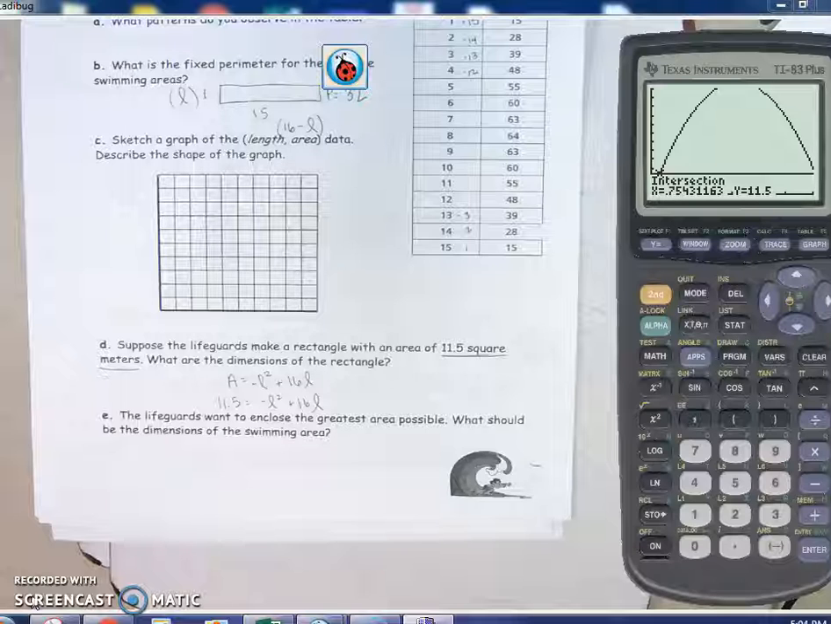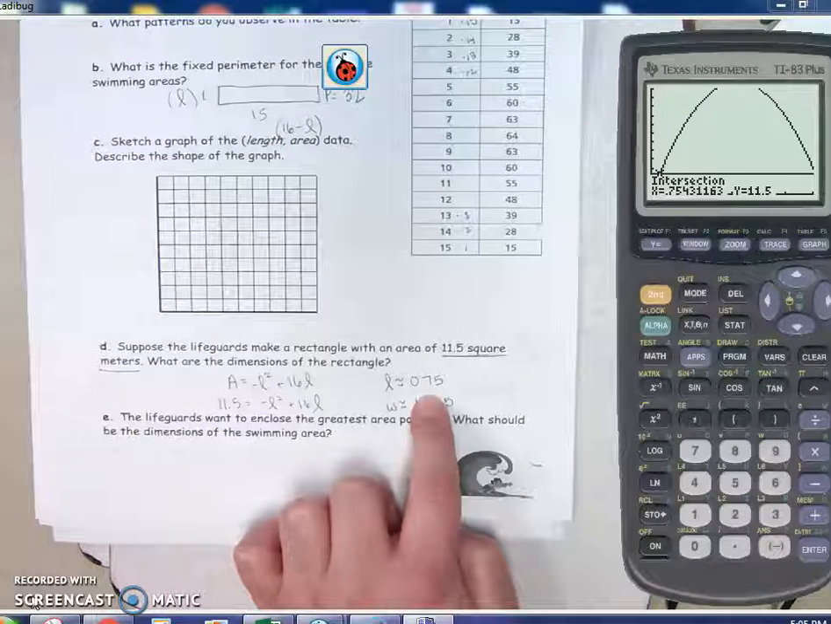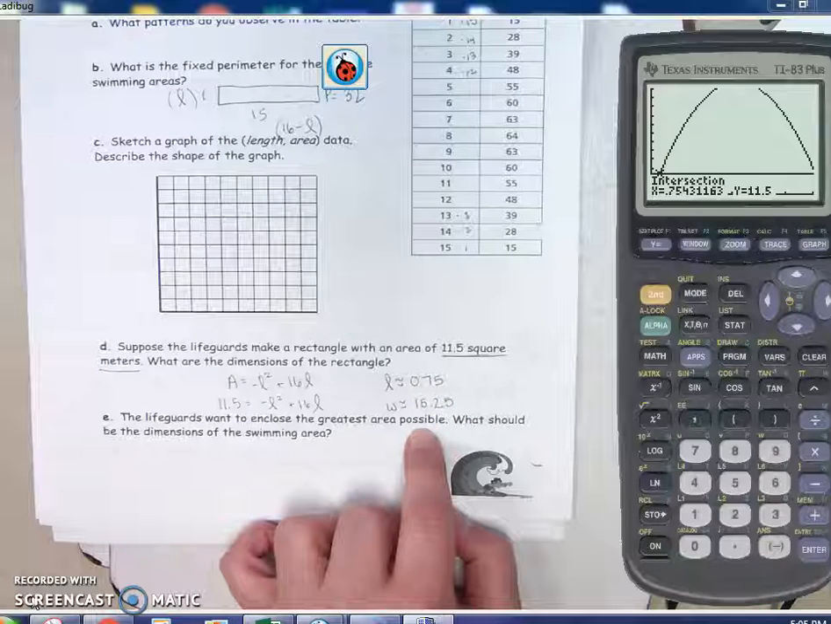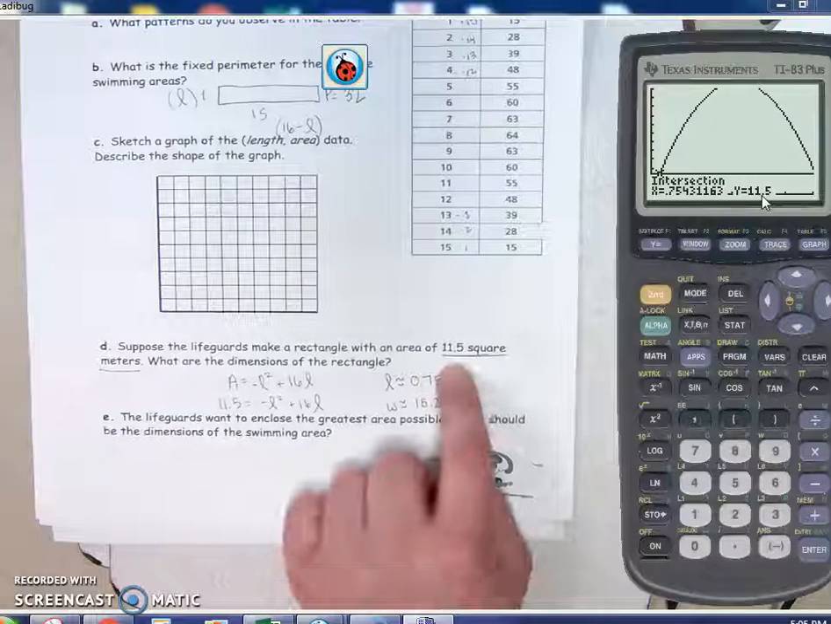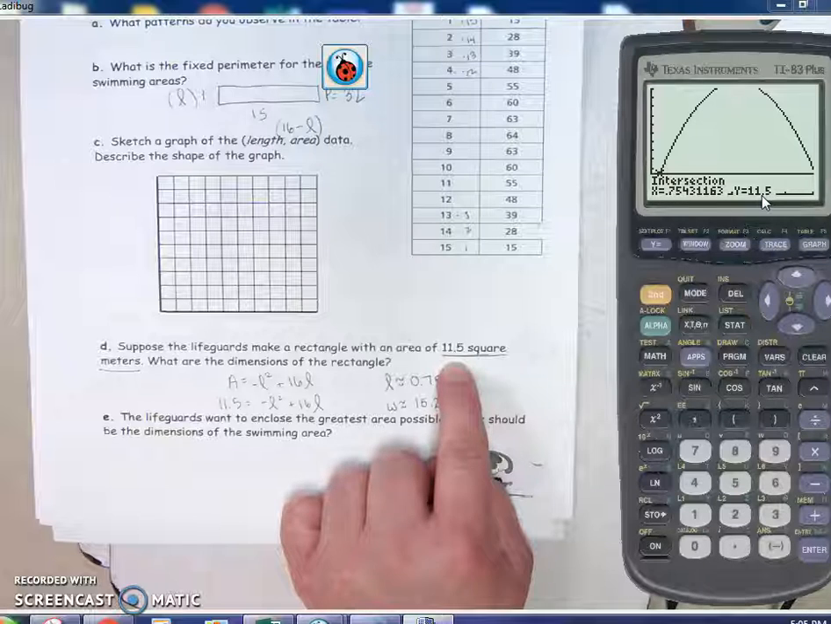So when x is about 3/4, then y is 11.5. So that means if the length is about 3/4, the width would be about 15.25, and that would get you an area that's very close to 11.5. All right, so I just wanted to show you that last part.